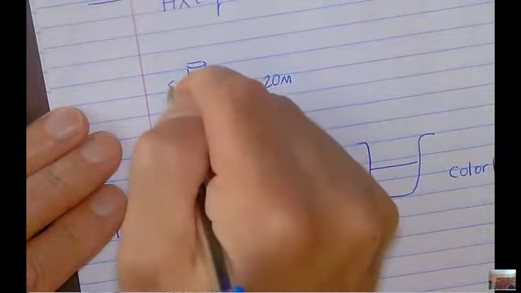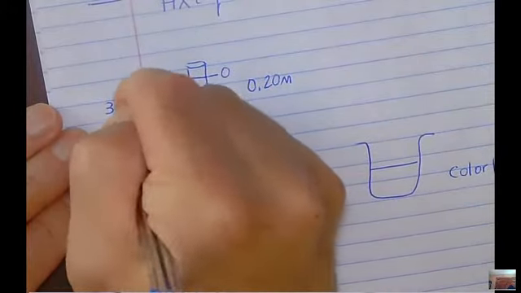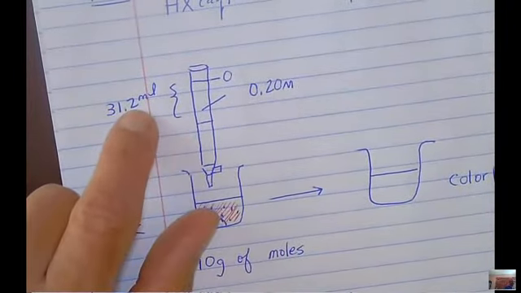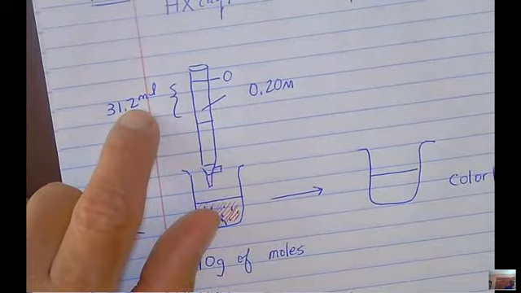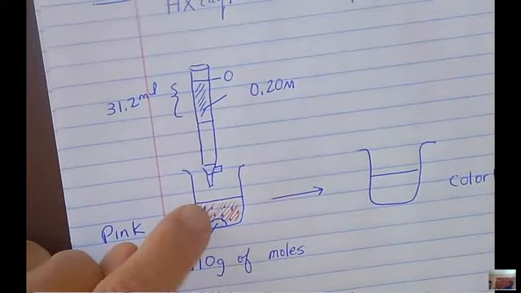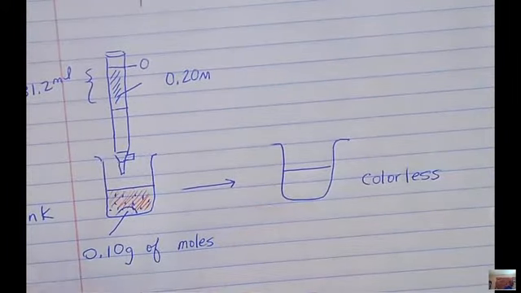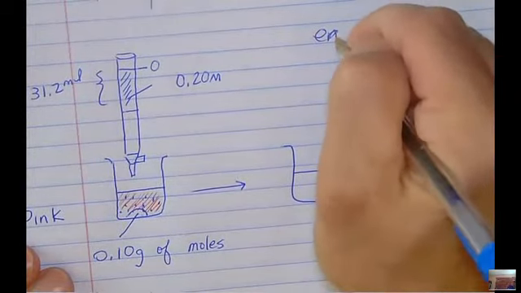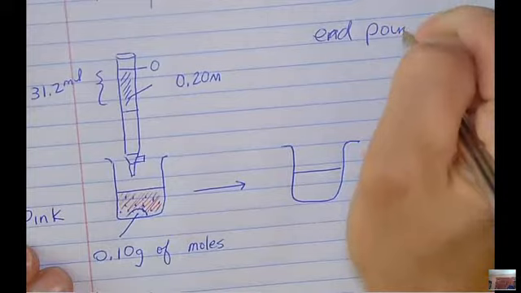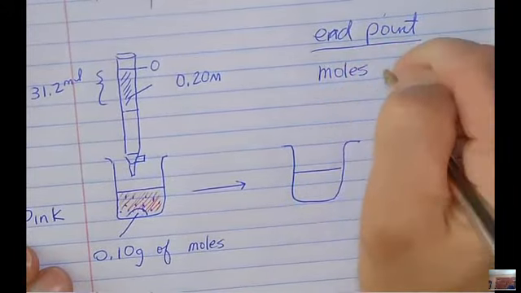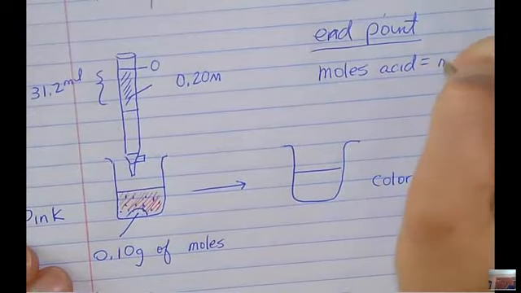Let's say it took 31.2 milliliters of the 0.2 molar sodium hydroxide. That's how much I used up. This is now down there. The moment it turns colorless, that's the end point. What's special about the end point? The end point is the place where the moles of acid are equal to the moles of base.